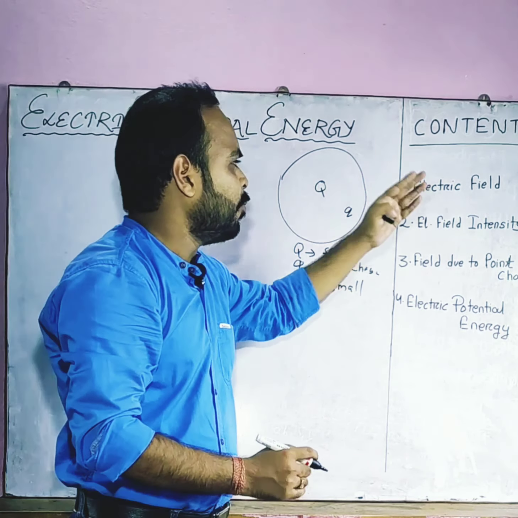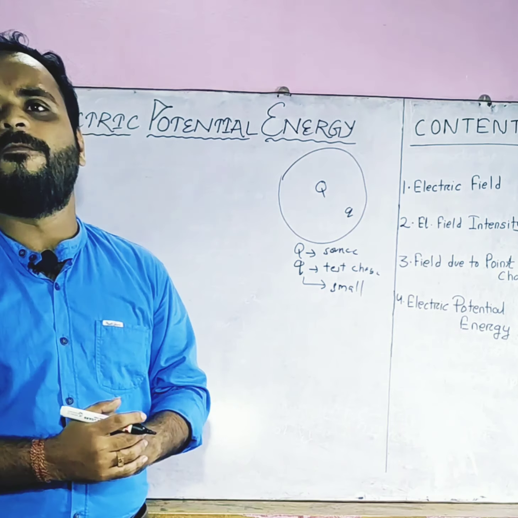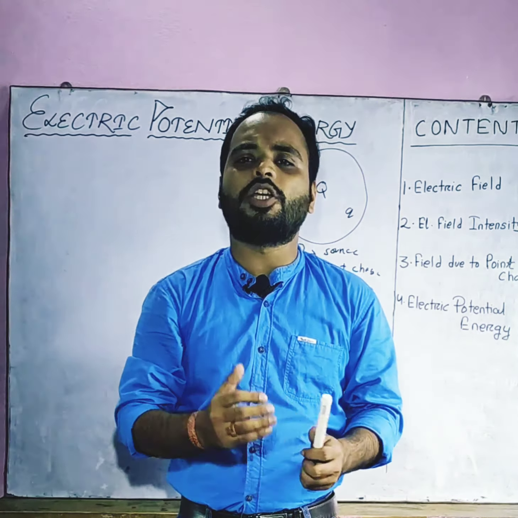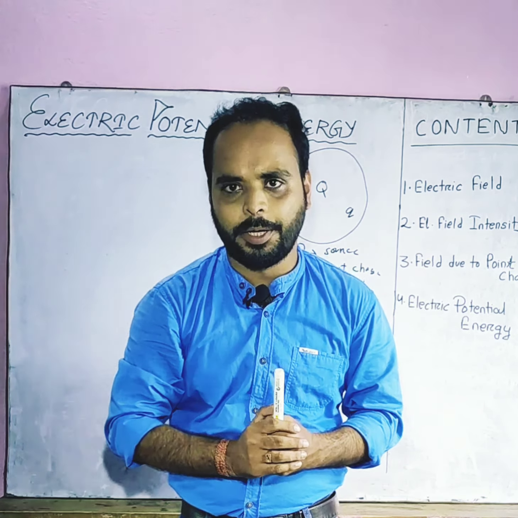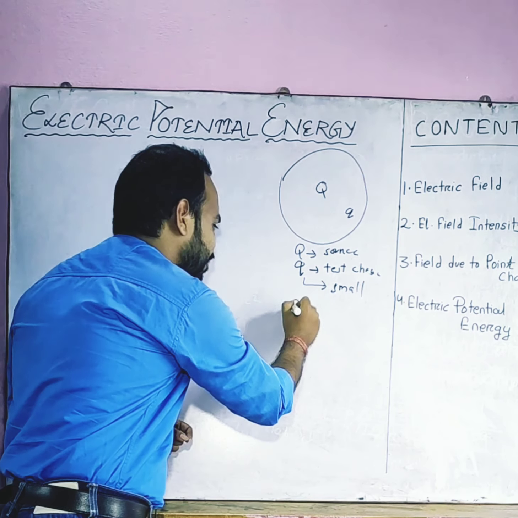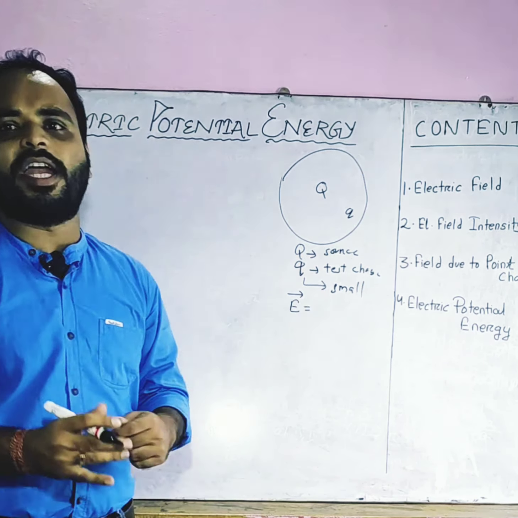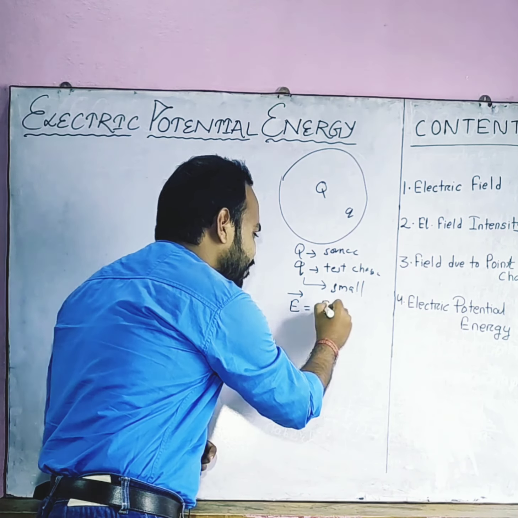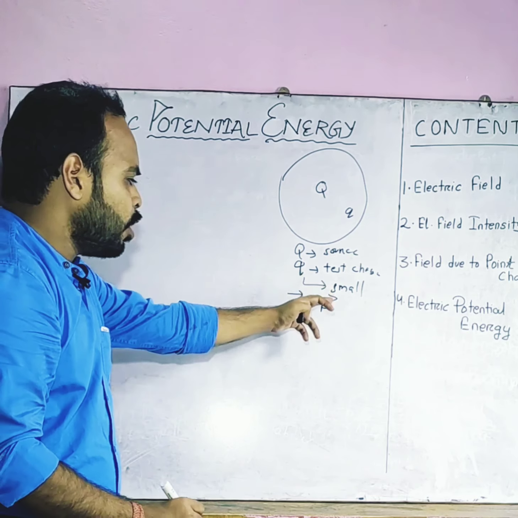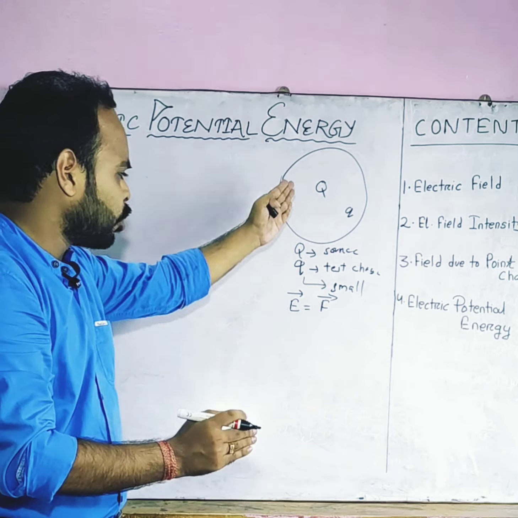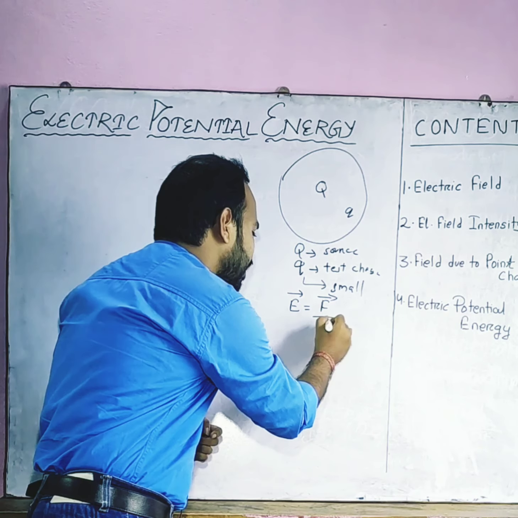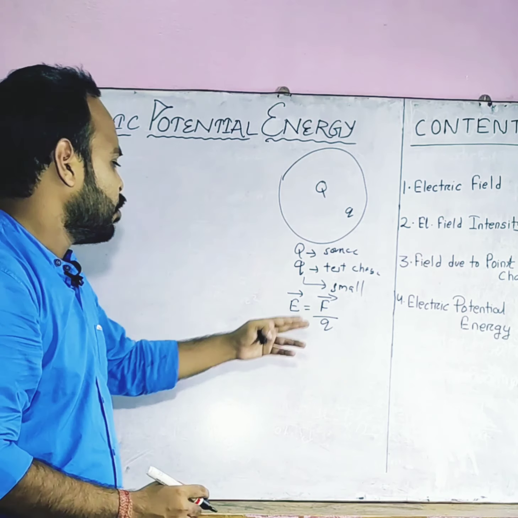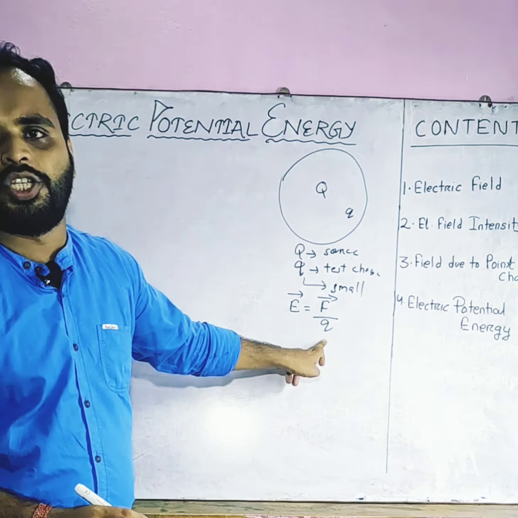So now let us come to our next content, that is electric field intensity. In electric field intensity, we are able to measure the strength of electric field at a point. This electric field intensity is a vector quantity, so it is represented by E vector. Now this E vector is given by F vector, that is the Coulomb's force between the two charges, source charge and test charge, divided by the test charge. So electric field intensity can be defined as the force exerted per unit test charge.